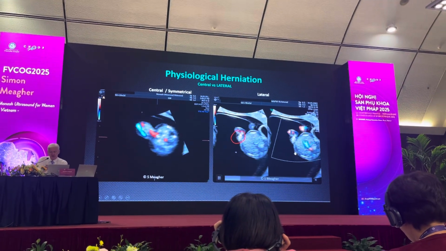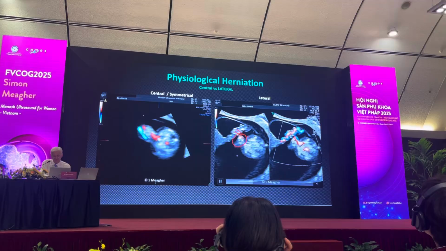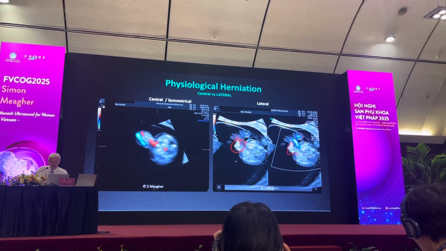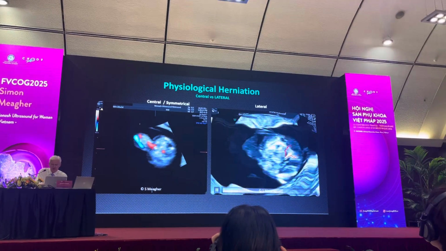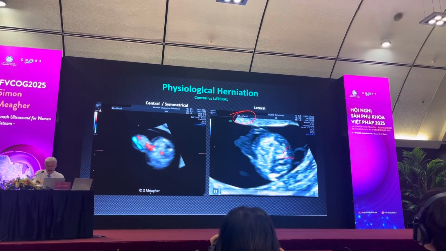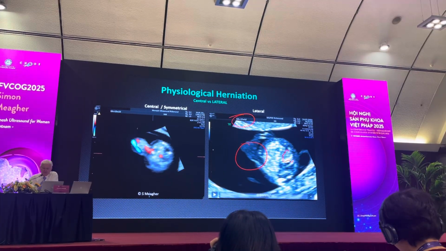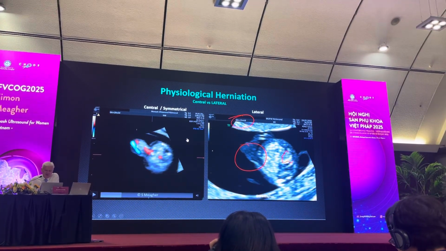So when you look at this baby with loops of bowel, that's the cord, and the loops of bowel are lateral to the cord insertion site. When I bring the patient back, that was at 10 weeks, I bring the patient back at 12 weeks and 1 day, now look at the cord insertion site. And you look at the level of the vein. There's no bowel in the base of the cord, it's returned.